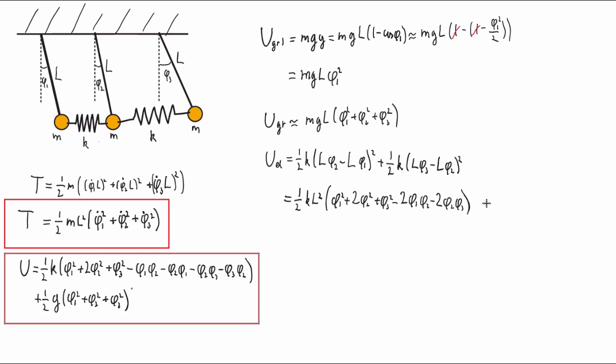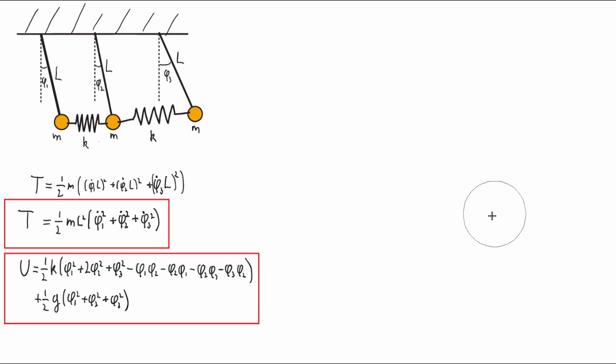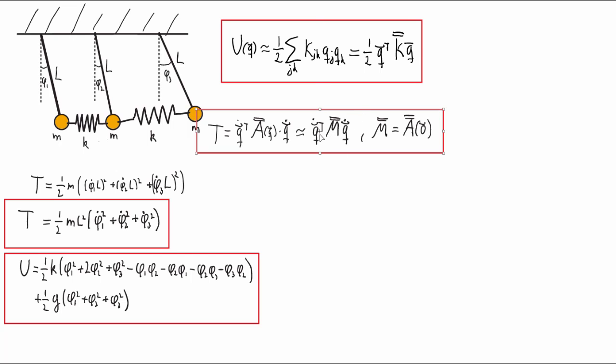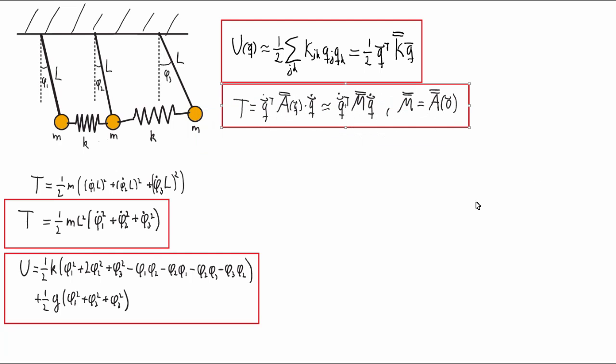So those are our kinetic and potential energies. Now, let's compare to the result that we found in the previous video. I'm going to make room for that, I'm just going to erase this. And that is that we can write the potential energy on that form and the kinetic energy on this form, where K and M here are the K and M matrices from before.